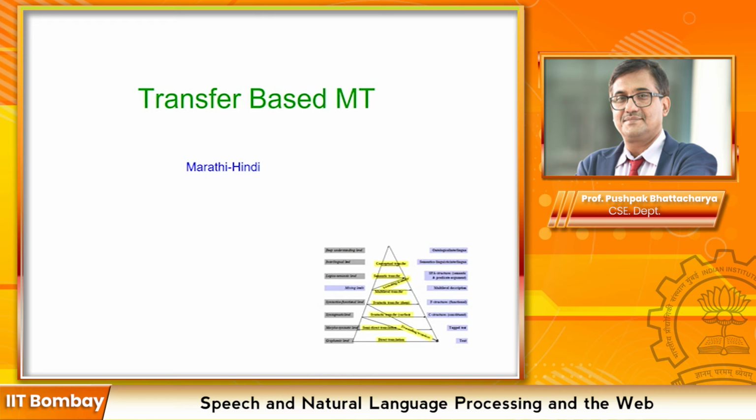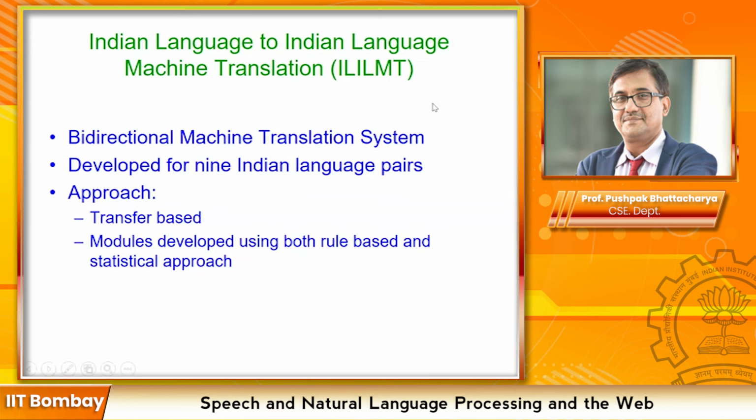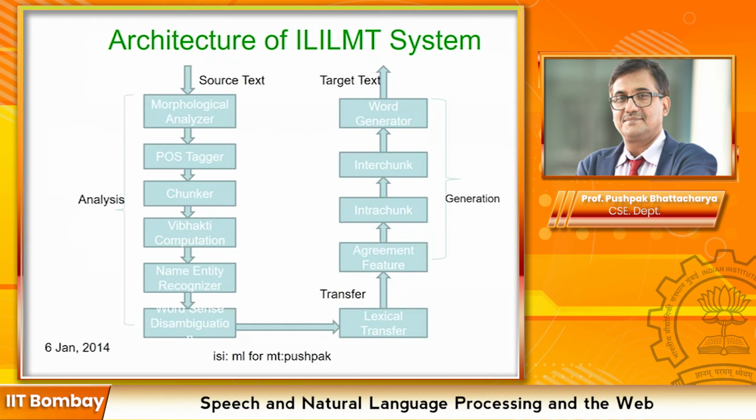Then the transfer-based machine translation system, where our language pair was Marathi and Hindi. This was again a nationwide project, called the Indian language to Indian language machine translation project. Many different institutes worked together about 10 years back, and they created systems for 9 Indian languages. Our task was to build the translation system between Marathi and Hindi, in both directions. And we developed both rule-based and statistical approaches. That is when statistical MT was slowly making its appearance.